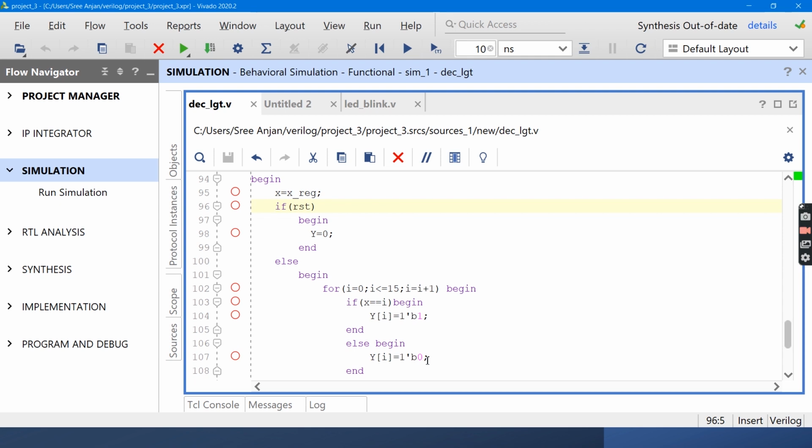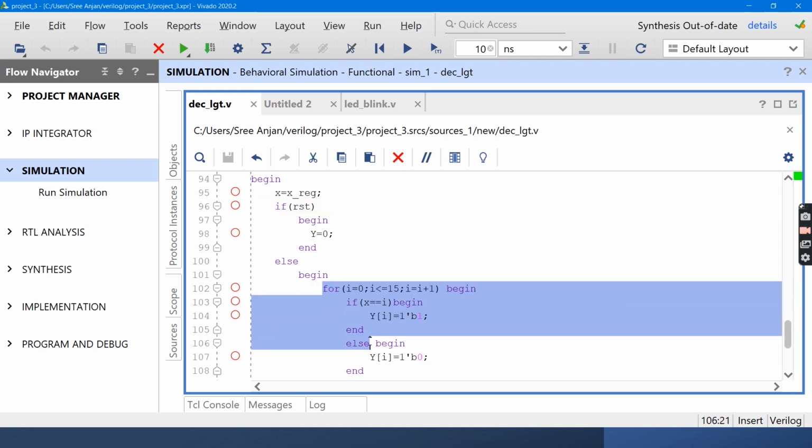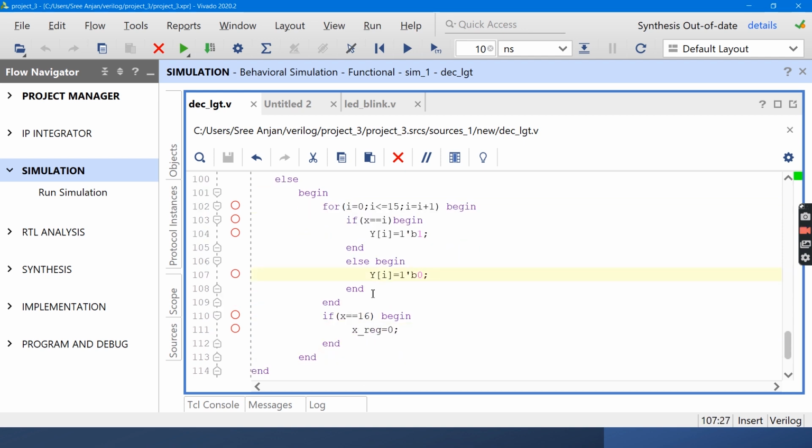This is the condition. It is similar to one of my videos, I think the 2 to 4 decoder, where there is also a truth table and a similar condition. I used similar code there also. And here in the else part, all the other bulbs will be in the 0 condition.